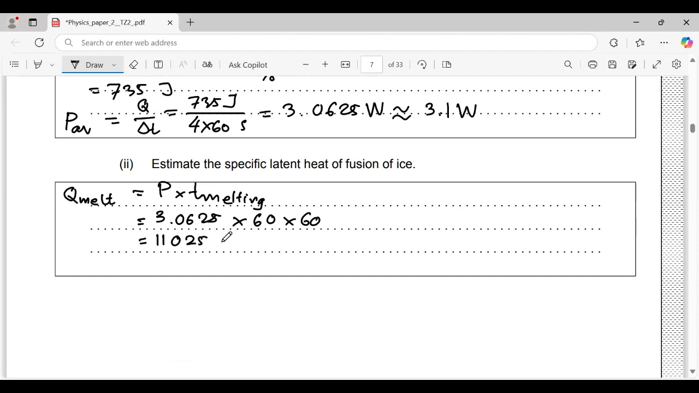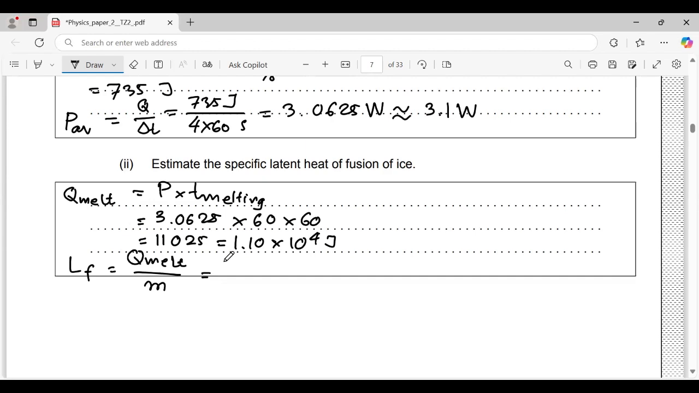11,025, or it is 1.10 times 10 to the power 4 joule. Now, specific latent heat of fusion, the symbol is L. L fusion equals Q melting over M. This is the formula.